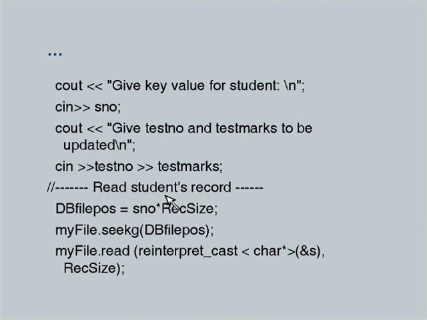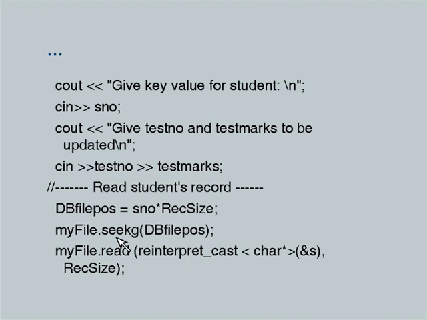How do I read a student's record? Based on the serial number, very simple. I know where I have to go. The 0th student starts at the 0th byte. The next student starts at the record size byte. The next student starts at 2 into record size byte, etc. So I simply multiply SNO by rec size and I get the DB file position. So if I want this particular student's record to be either read or written, it should be read or written at this particular position. Then I use the seekg function.